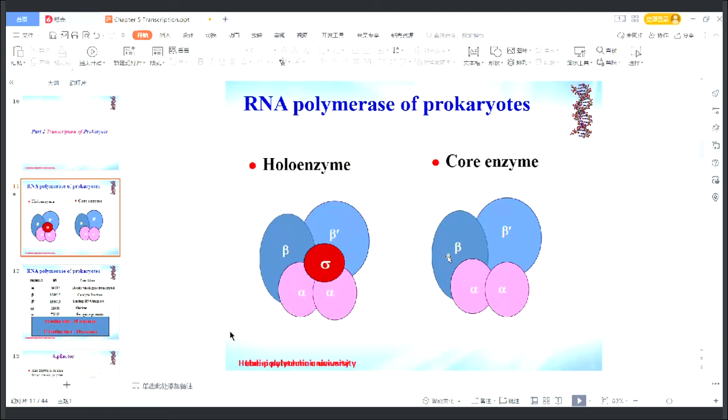The core enzyme is without this subunit, because they take action at different stages. The holoenzyme has a more condensed structure, and the core enzyme is more relaxed. Later we study how these two forms of the enzyme take action in the process.